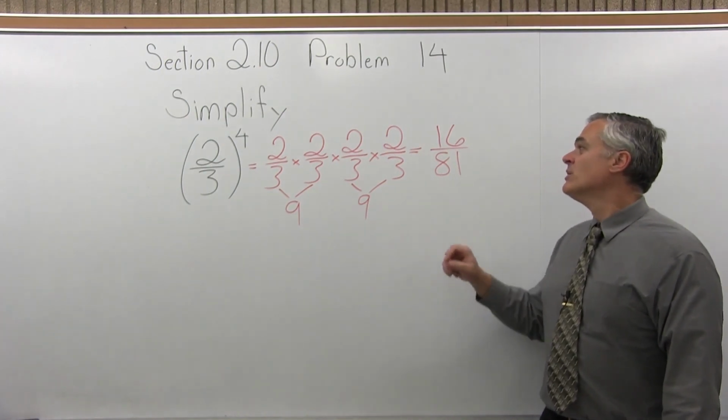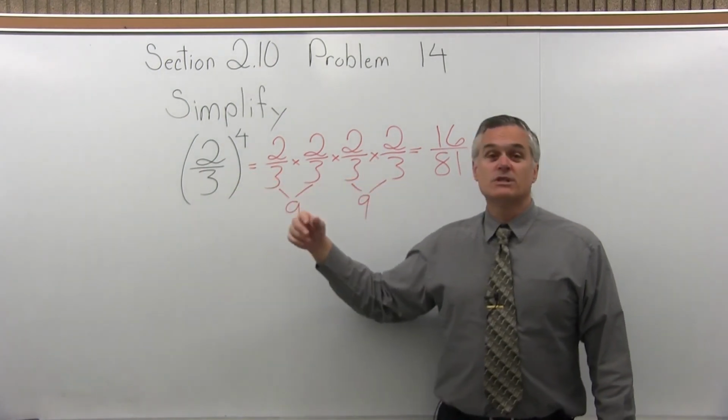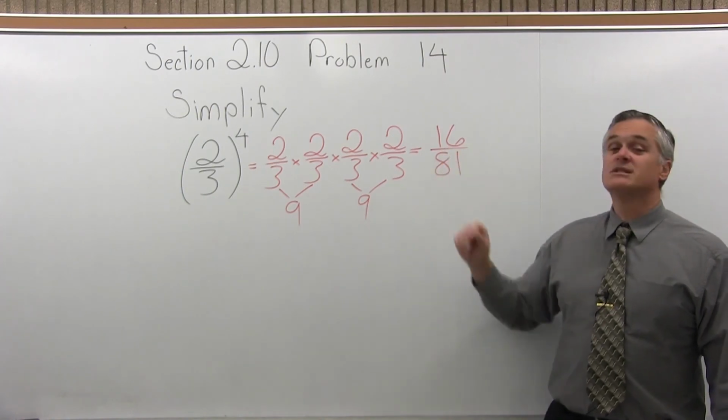However you multiply them though, the final result, 2/3 raised to the 4th power, is equal to 16 over 81.